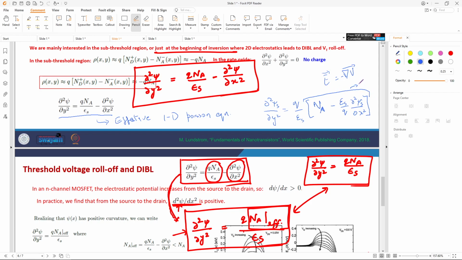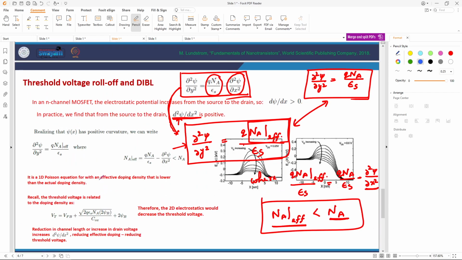Like this is written as Na effective. So that is what you see here, Na effective. Is this manipulation clear? Sir, how is it reducing there?